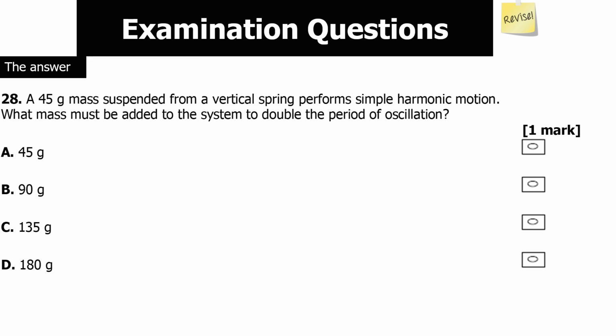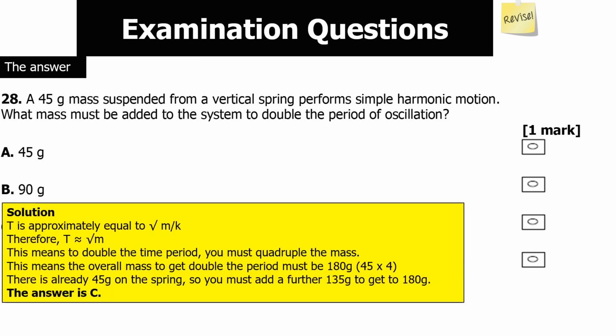Right, so in this question we know that T is approximately equal to the square root of m over k. So if k is a constant, then T is directly proportional to the square root of m. So to double the time period you've got to quadruple the mass. So the overall mass to get double the period must be 180 grams, 45 times 4. But because you've already got 45 grams on the spring, you'd only need to add 135 grams to get to 180 grams. Our answer is C.